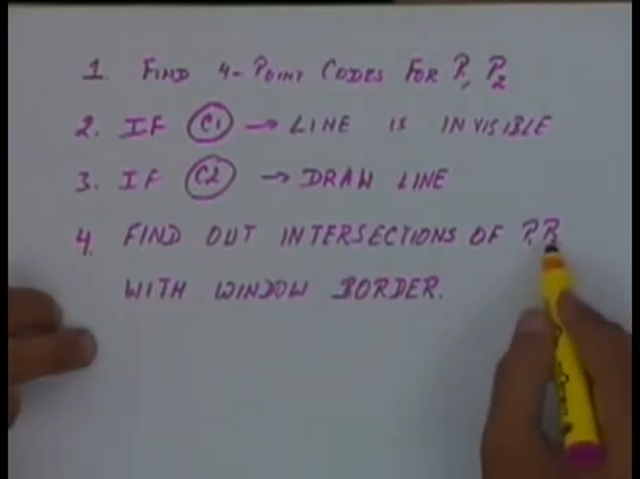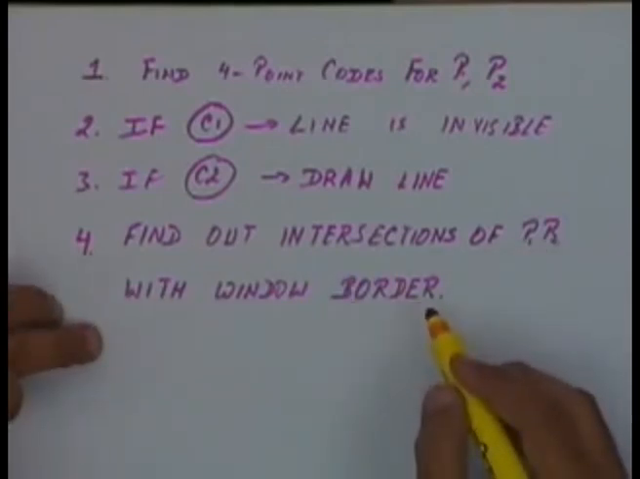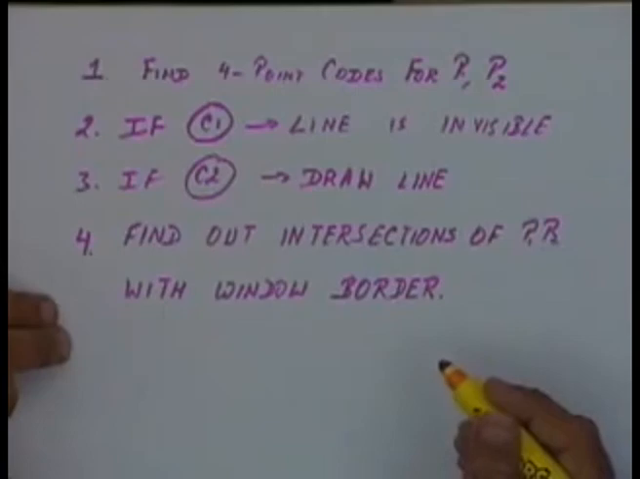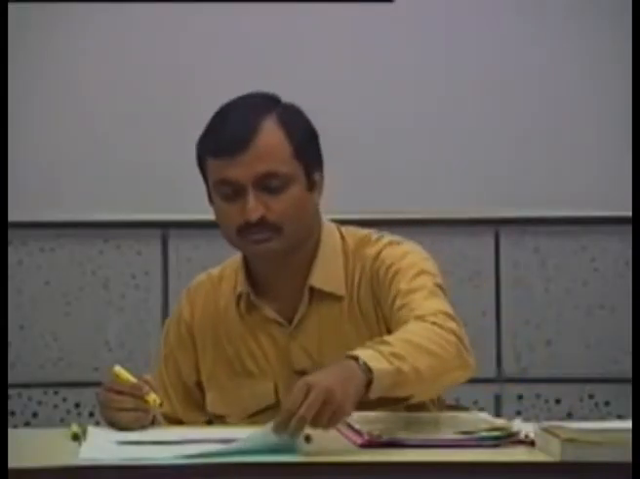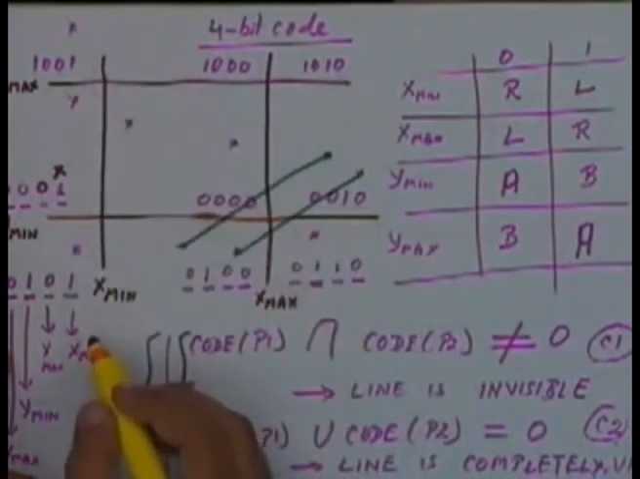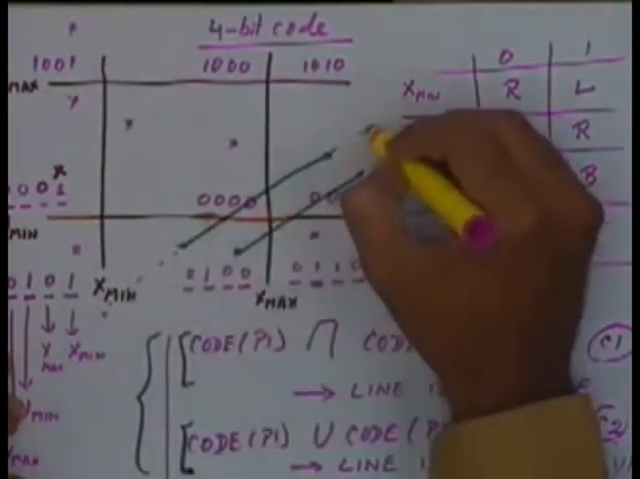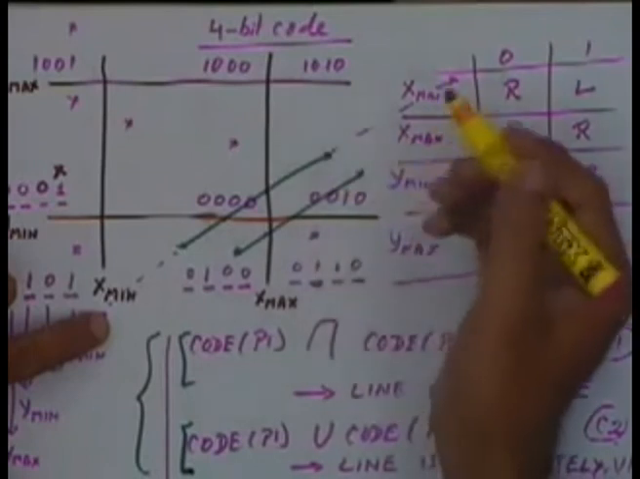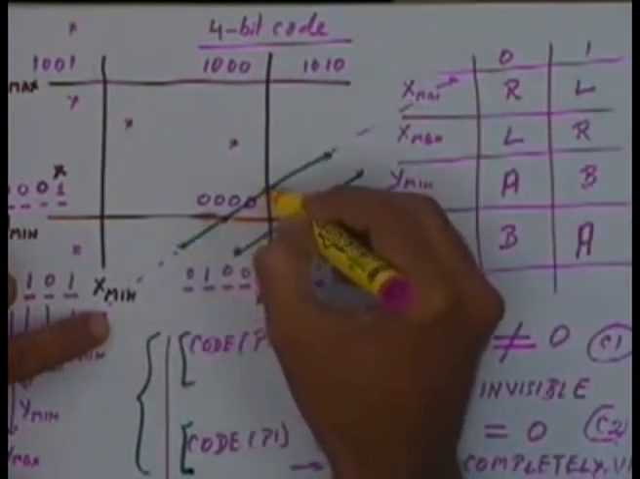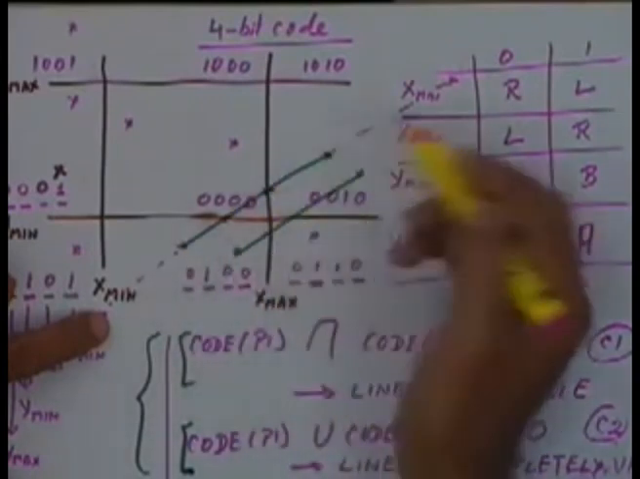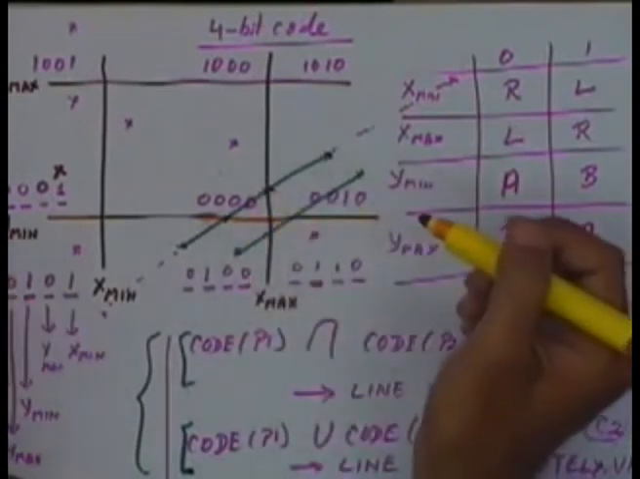We find out the intersections of P1, P2 with the window border. Okay, and check which part is inside and which part is outside. Okay, we will have to find out the intersection of this edge with all the 4 edges of the window. We will get one intersection here, the other intersection here. We will say that these 2 intersections are outside this line segment, so we will ignore that. We will find out this intersection and this intersection, and then decide that this line is outside, this line is inside, and this line is outside, and we will finally display this edge.